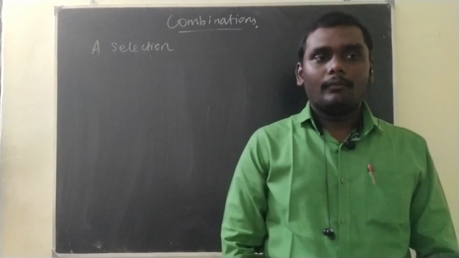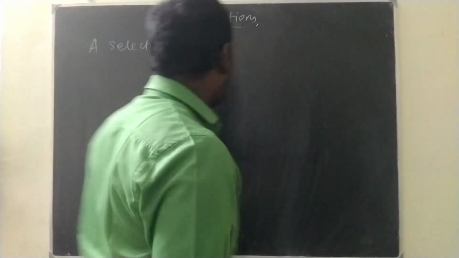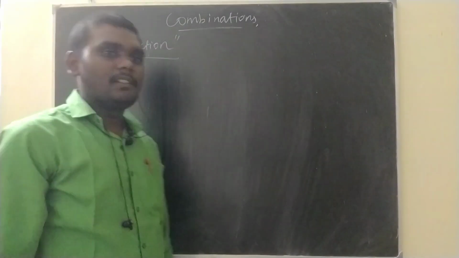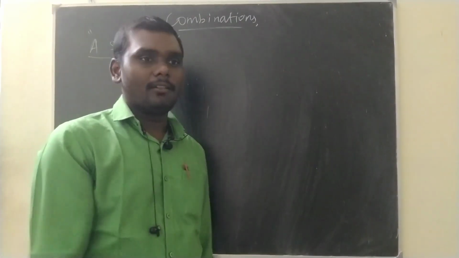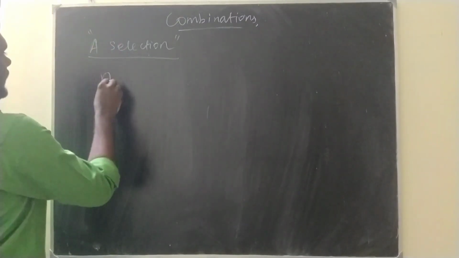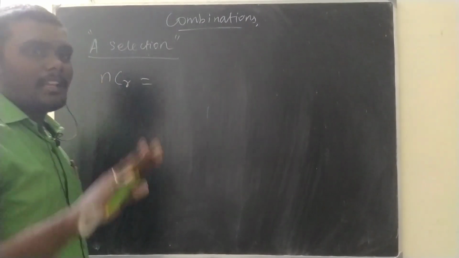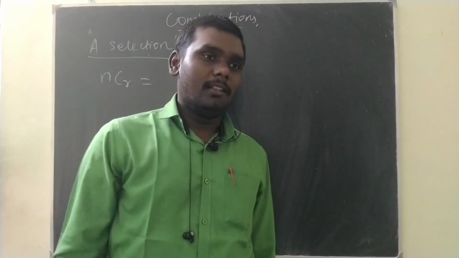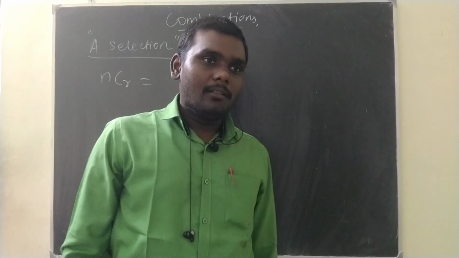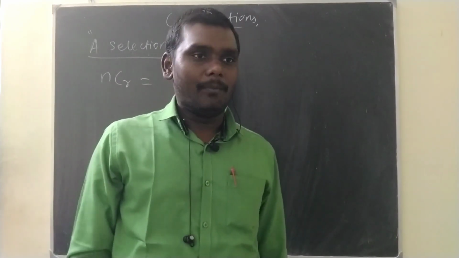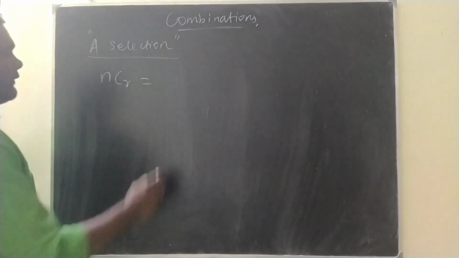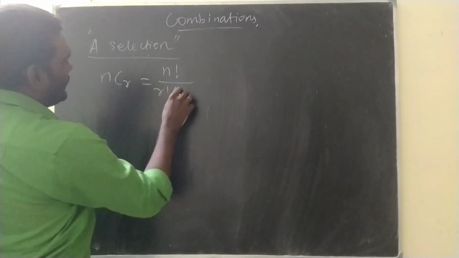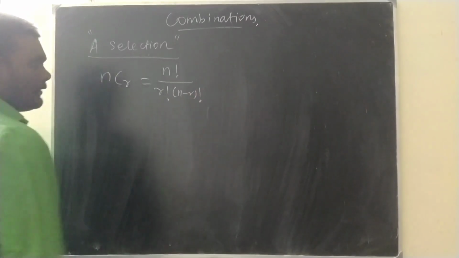So that follows the notation nCr. Combination is a selection, permutation is an arrangement. After arranging, we are selecting. It is called combination. It is denoted by nCr, which means selecting r things, whereas n things are available. We are selecting r things at a time. That is given by nCr. For that, we have a formula: n factorial by r factorial into n minus r factorial.